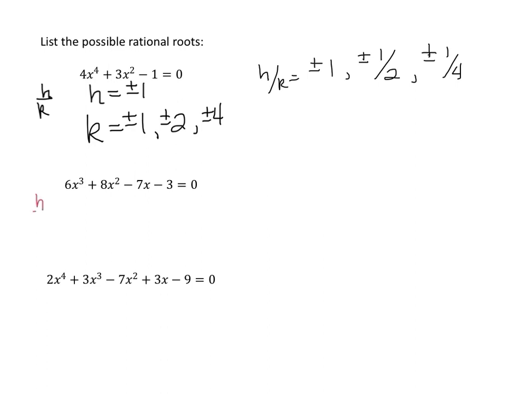So I'm looking for h over k. For h, I'm dealing with this -3. So that's plus or minus 1 and plus or minus 3. For k, I need the 6: 1, 2, 3, and 6.